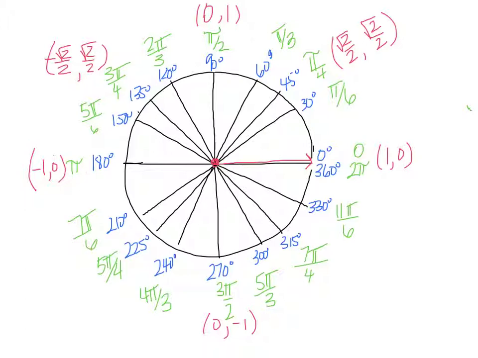What about 225 degrees? Negative square root 2 over 2, negative square root 2 over 2. They're both negative because in that third quadrant, x is negative, y is negative. What about 315 degrees? Square root 2 over 2, negative square root 2 over 2. In the fourth quadrant, x is positive, on the positive half, the right side of your graph. But your y is negative.